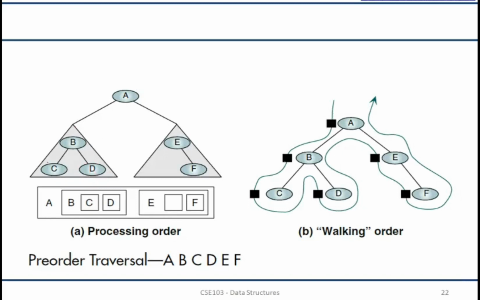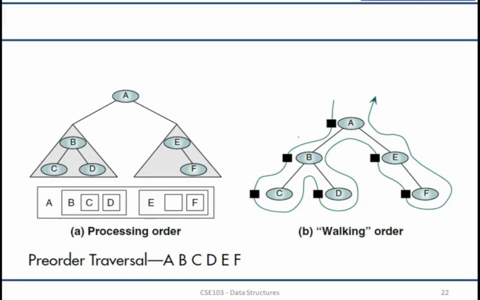After processing the entire left subtree, we will go to the right subtree of A, that is E. E will be processed, and E's left subtree is empty, so there is nothing to process. Then the right subtree of E will be processed, that is F. So the output is A, B, C, D, then E and F. This is the pre-order traversal output.